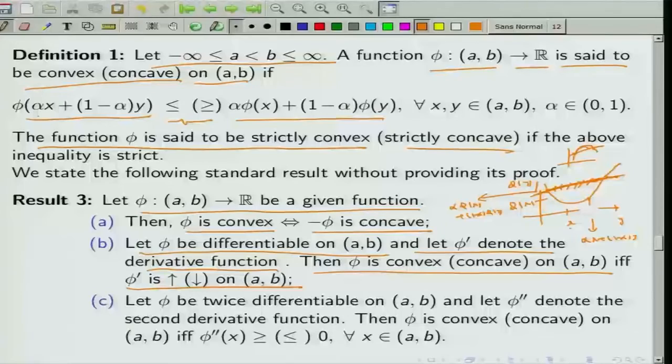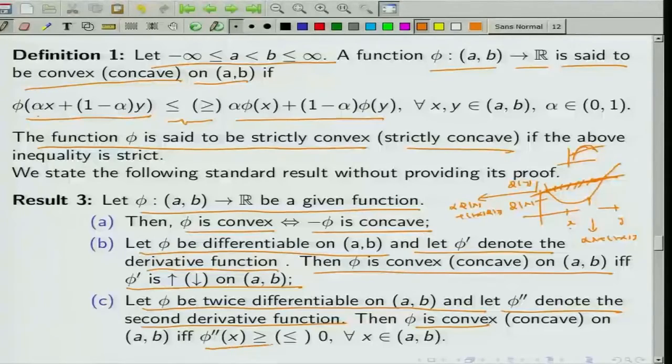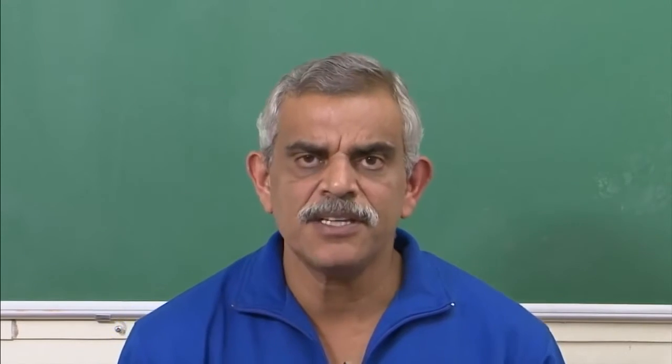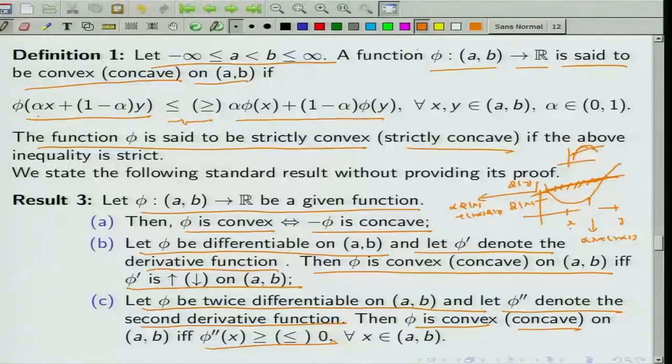So of course then C is an easy consequence of B. If phi is twice differentiable, and let phi double prime denote the second derivative function, then phi is convex if and only if phi prime is increasing. Phi prime is increasing, that means the derivative of phi prime is greater than or equal to 0, which is equivalent to saying that phi double prime is greater than or equal to 0. And in case of a concave function, it would be concave if and only if phi double prime of x is less than or equal to 0. So note that if you know that your function is differentiable or twice differentiable, then checking convexity becomes very simple. Just look at the first derivative or the second derivative and the convexity can be checked in a straightforward manner.